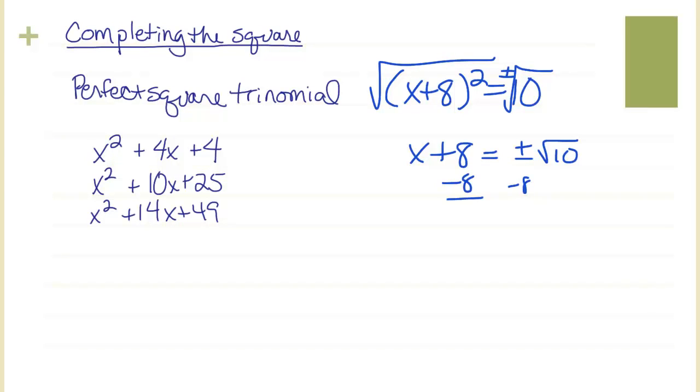Subtract 8. So this is just solving a quadratic equation, an equation with an exponent of 2, by taking square roots. So what we're going to do is put those two skills together, knowing what a perfect square trinomial is and solving by taking square roots, and that's how we're going to solve by completing the square.